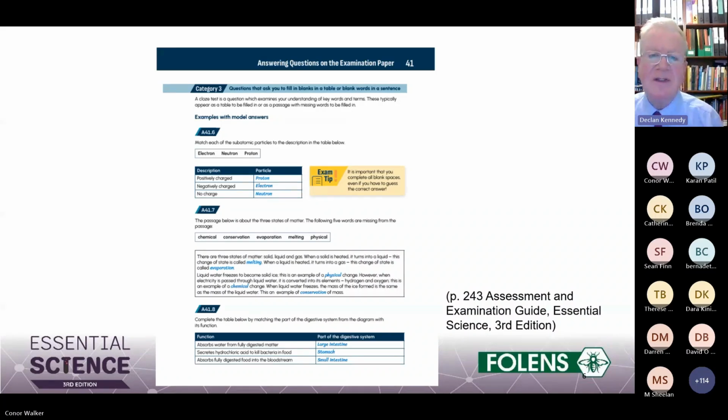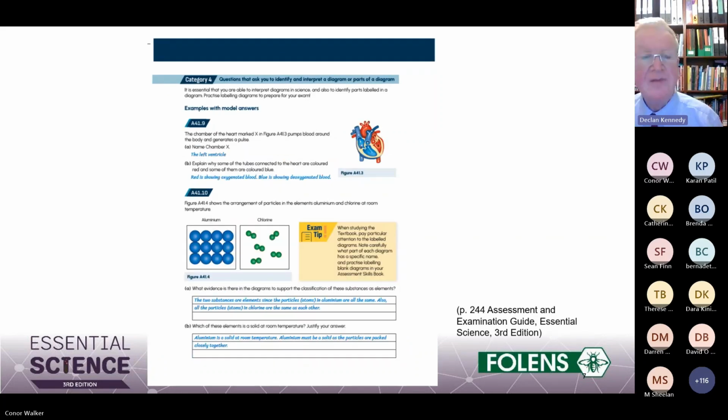And as well as testing simple recall, this type of question also tests students' understanding, for example, the understanding of key terms. And if you look at that question at the bottom of the page, they have to pick out the correct terms to be filled into the blank space.